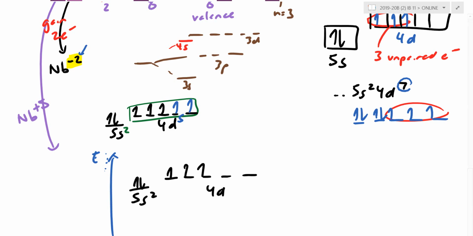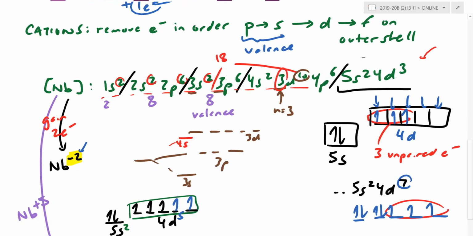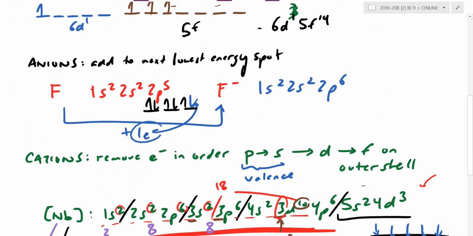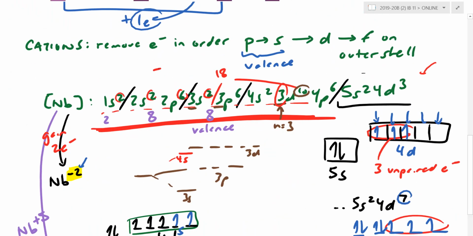But if you do your rules here, again, I can't touch any inside shells. Core notation does a really good job of this. The core notation will hide the inside shells for you. The 4th noble gas here is krypton. Krypton indicates for us all 4 inside shells. So krypton hides the 4 inner layers. The only layer that we're interested in is currently the 5th layer. That's the outermost layer of the onion.